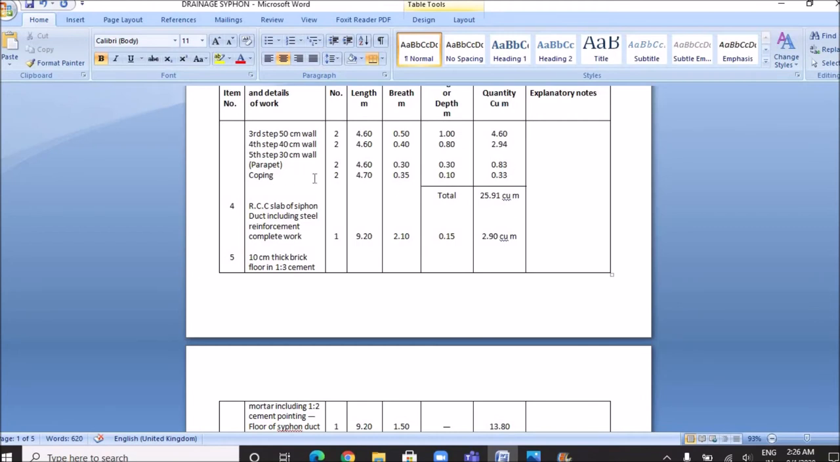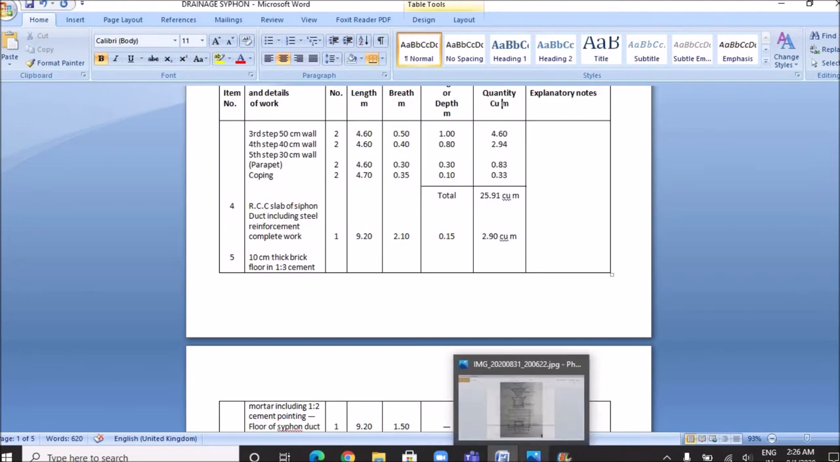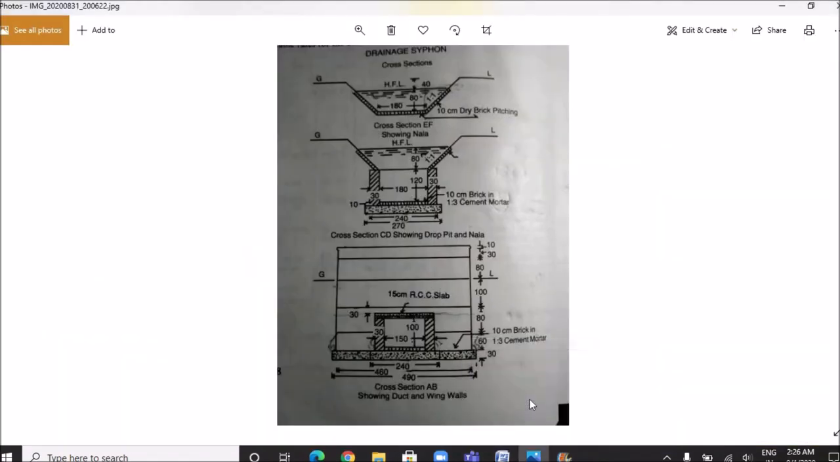For coping, which is provided over the parapet, the number of coping is 2. And the length of the coping would be, see, this portion to this portion, the length is 4.6 meter, and for coping, some projection is provided. This side, this is 5 centimeter, and this side, this is 5 centimeter. So, the total length of the coping will be 4.7 meter.